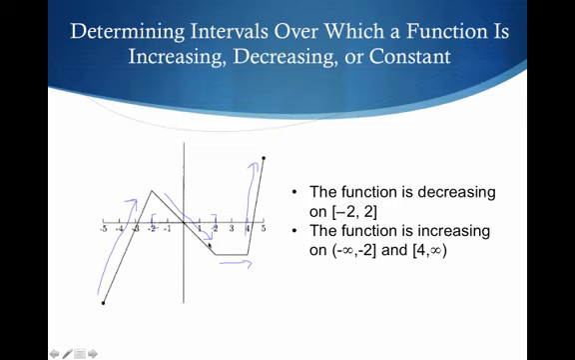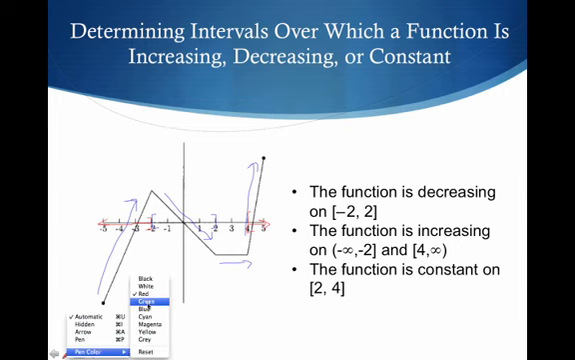The domain interval where the function is increasing. I better change my color here, the function is increasing from -infinity to -2 and from 4 to infinity. And the domain interval where we're constant, change my color again, we are constant from -2 to 4. And so again, keep in mind the two tricks. Read the graph left to right and make sure you're answering the domain intervals or the x-axis intervals.